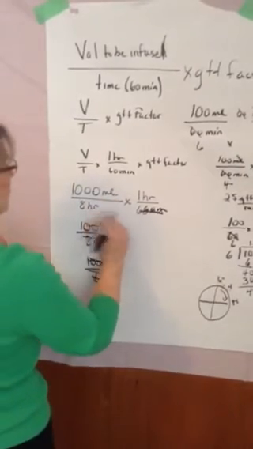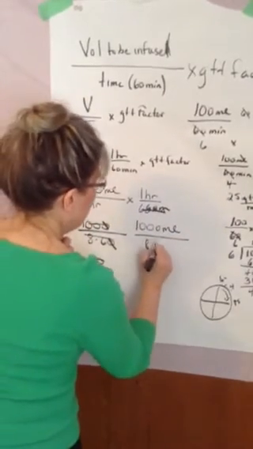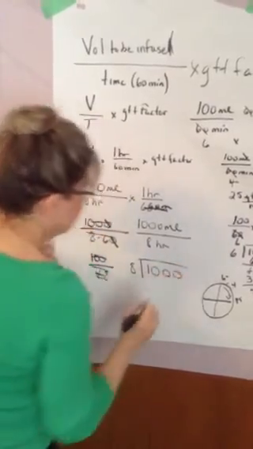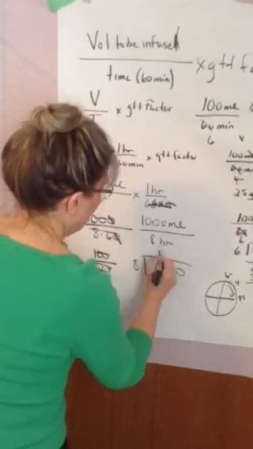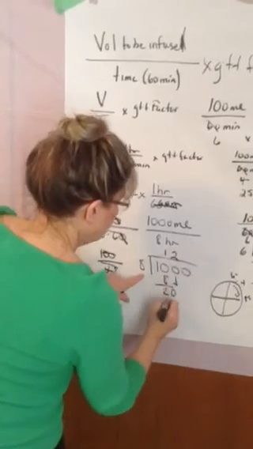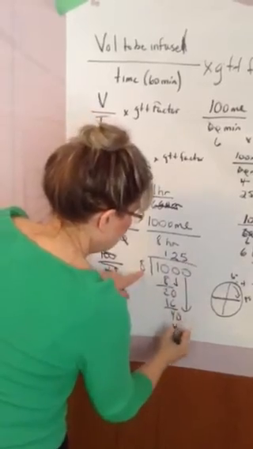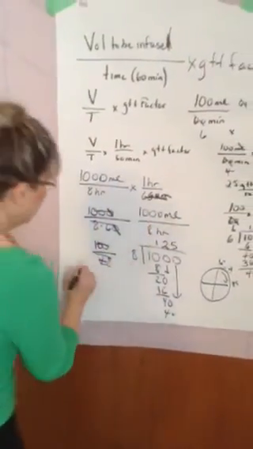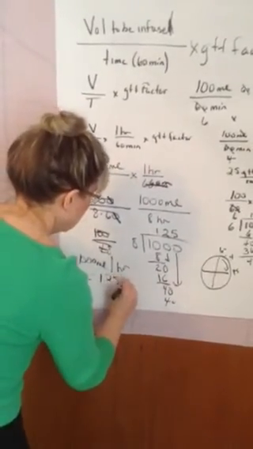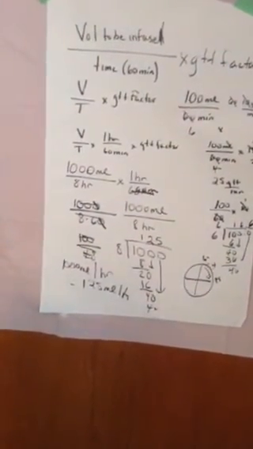1,000 mils in 8 hours, so 1,000 mL divided by 8 hours is, all nurses have this memorized, it's 125. 1, 8. Take away 2. Bring down your 0. 2 8s are 16, which is 4. Bring down your 0. 5 8s are 40. So if you see 1,000 mils in 8 hours, it is always 125 mils per hour. And then we can go on and do our drop factor.